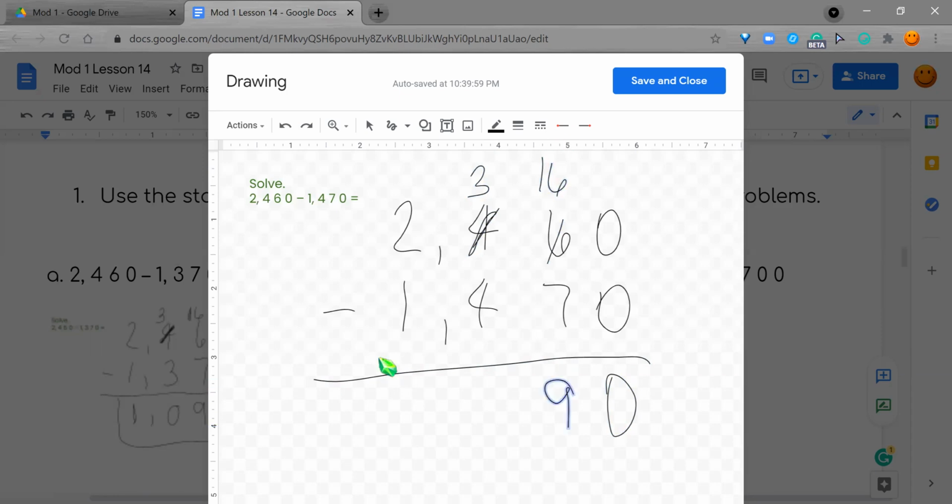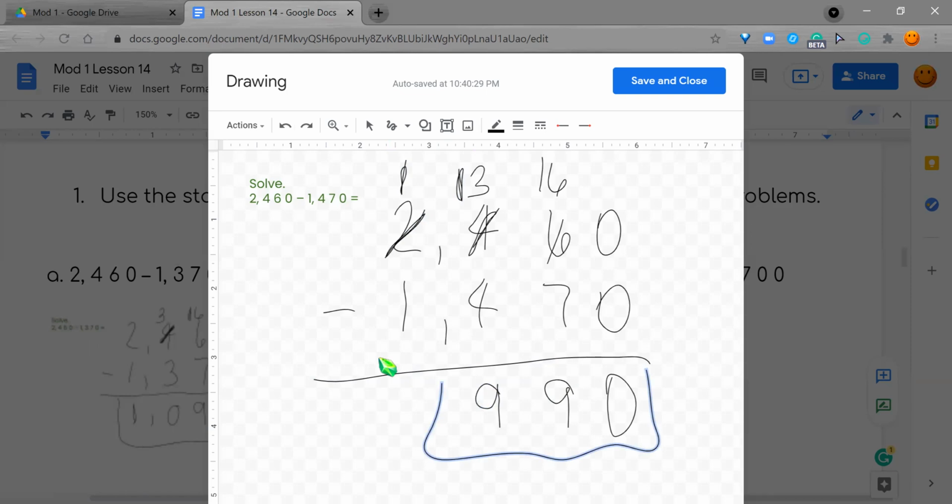Now look at this, you guys. I have 3 minus 4. Can I take 4 from 3? No, so I need to regroup again. So let's quick undo that. My 2 will become a 1, and now this 3 becomes a 13. 13 minus 4 is 9. And then 1 minus 1, right, 0. So this answer is 990.